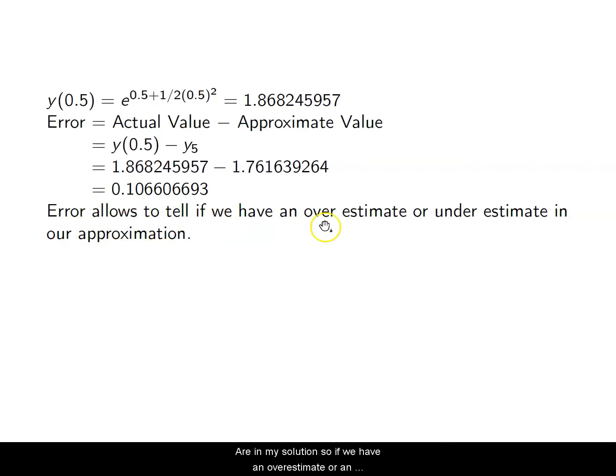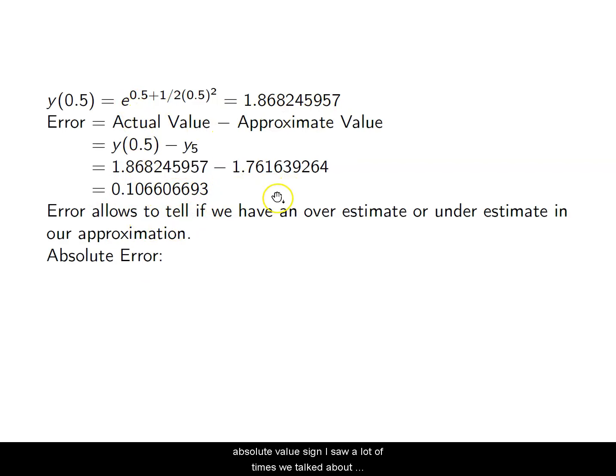So error allows us to tell if we have an overestimate or an underestimate. Since my error here is positive because I took the actual value and subtracted the approximate, I have an underestimate, right? So if it was negative, then that would be because my approximate value would be above the actual value, so I have an overestimate, right? So since the error here is positive, a positive error means that I have an underestimate, right? The difference is because I'm below, right? So absolute error is really just the same thing, but in absolute value sign, right?